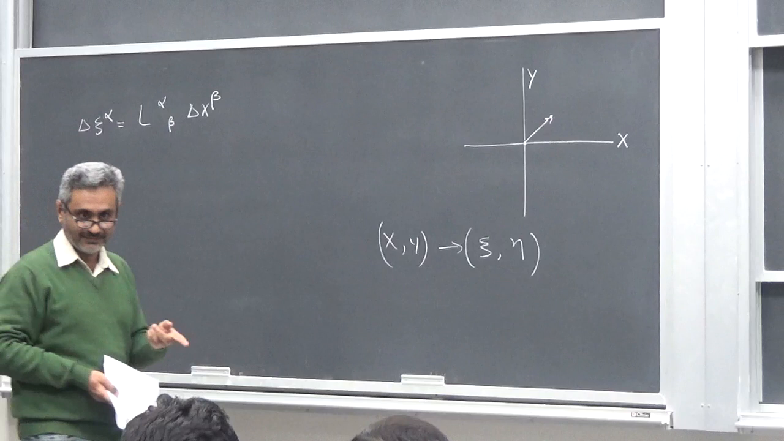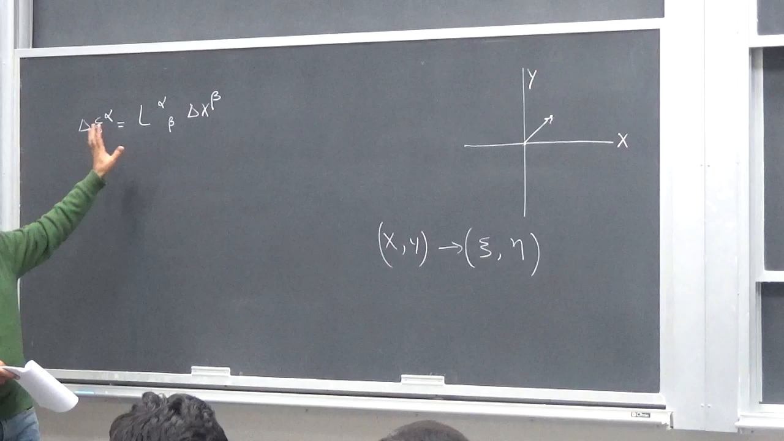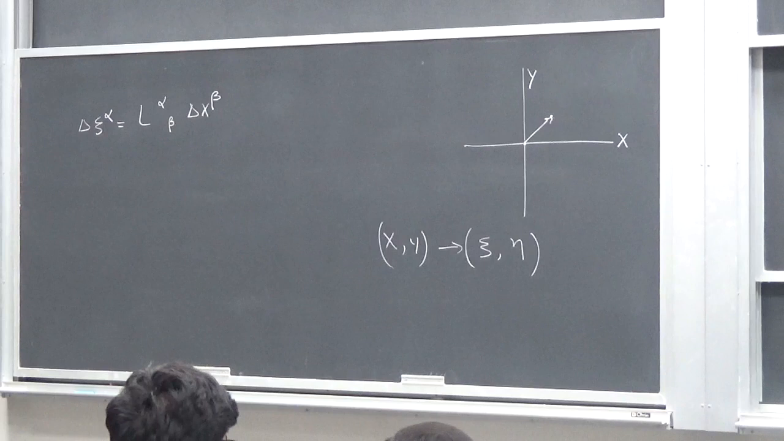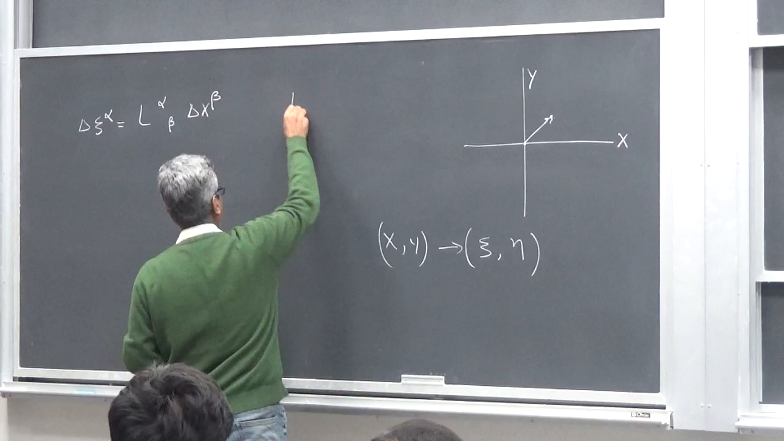A vector is anything that transforms. A vector is anything which has components that transform like the components of a position vector. So once we have a position vector, we know what a vector is, and we're going to use that as a prototype. We're going to say that anything that transforms like that is a position vector. Right? Okay.